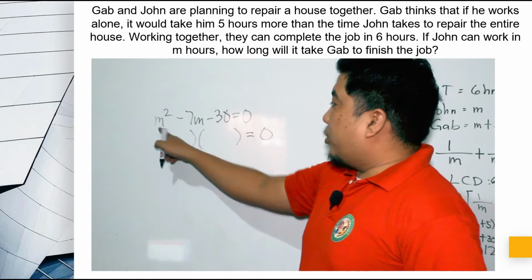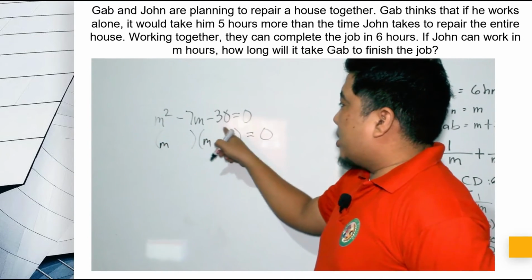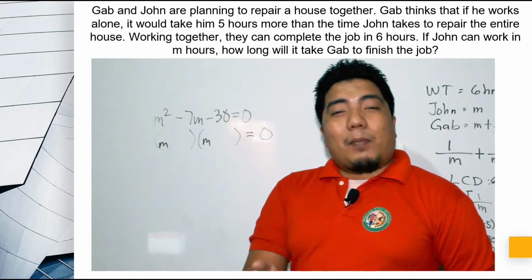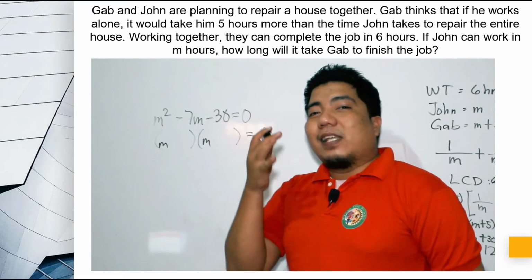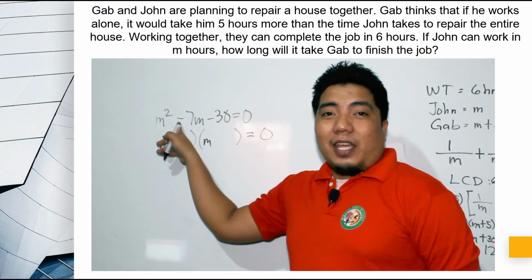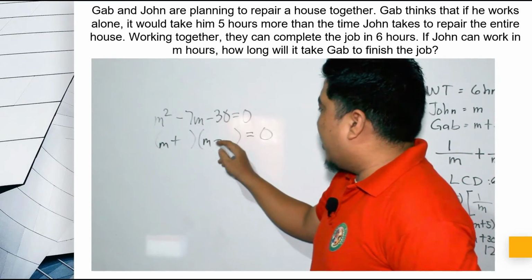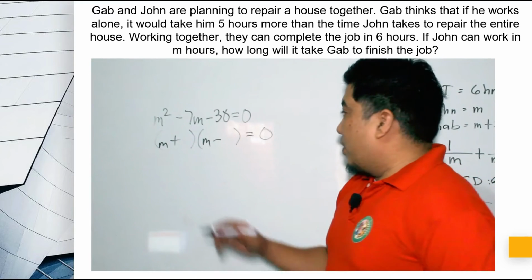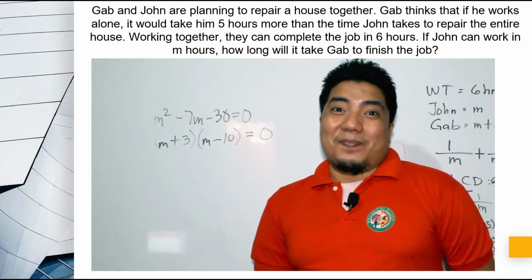Okay? And then we factor the first term, that is m and m. We factor the last term. Now, as you can see, if you could still remember our first example, this is just the same as the x squared plus 7x minus 30. The only difference is the variable and the sign here. So if that's the case, then we can use positive and negative. But our negative will be the 10 and our positive will be the 3.